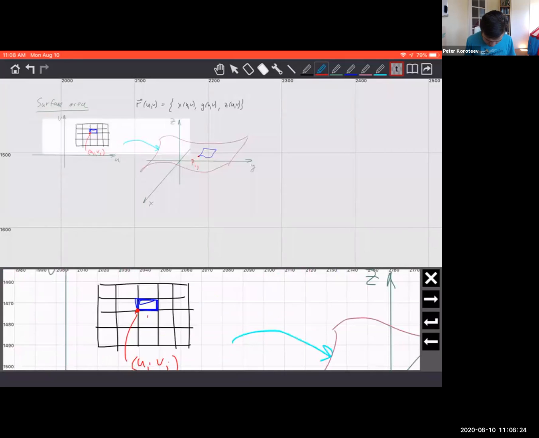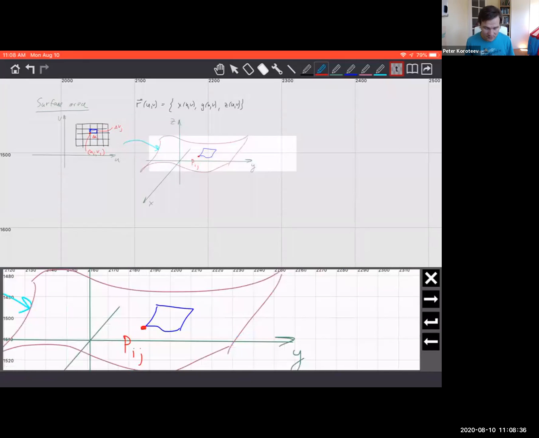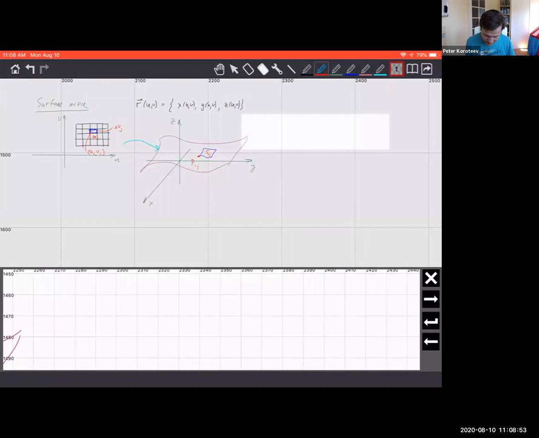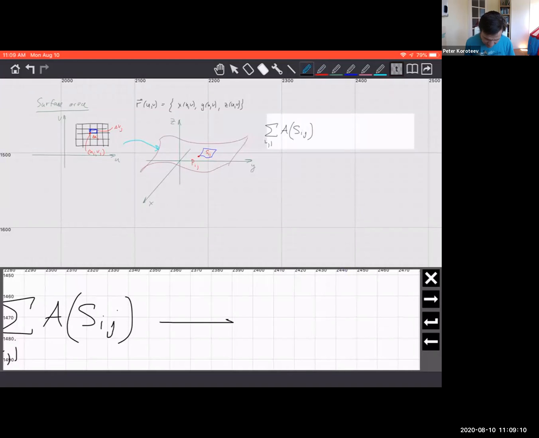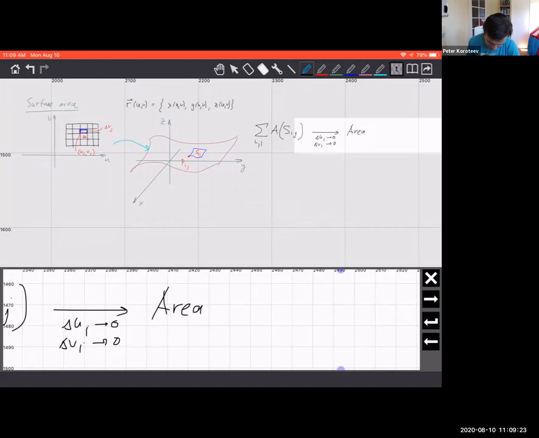And then let's say the width of this rectangle is delta ui, and the height is delta vj, and its image is some curved small rectangle, which we can call Sij. In order to find the area of the surface, it suffices to find the area of this Sij, and then we take the sum over all i and j, and then we take the limit as delta ui goes to 0 and delta vj goes to 0, and that will bring us to the area of the surface S.